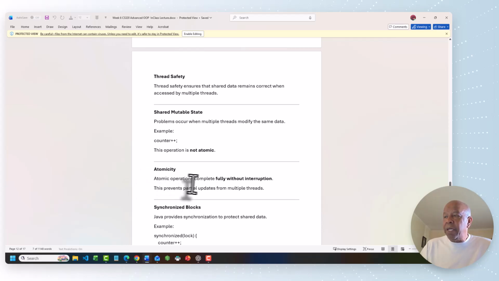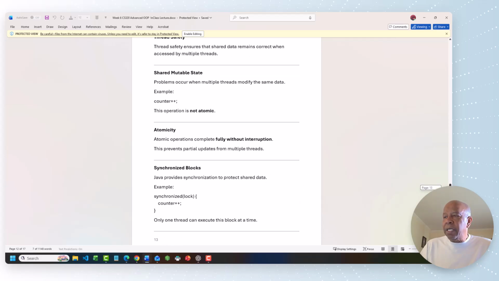Atomicity. Atomic operations complete fully without interruption. Okay, that we can control. We can control this by saying, okay, this particular task has to complete in its entirety before someone else gets control. Okay, this prevents partial updates from multiple threads.